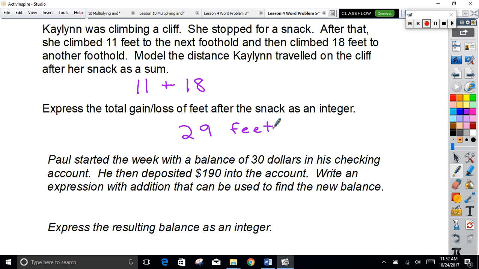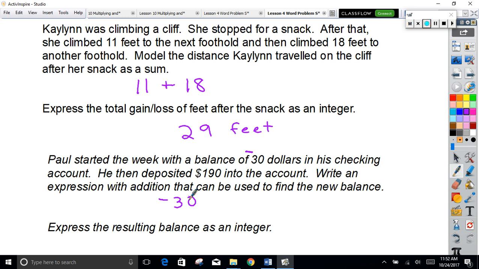Okay, next problem. Paul, I think we have to have Paul answer this problem. Paul started the week with a balance of, and your paper says negative 30. I'm missing the negative sign on mine. It should say negative $30 in his checking account. Not a very good way to start the week, Paul. He then deposited $190 into the account. Write an expression with addition that can be used to find the new balance. So Paul, what should we start with? What number should we start with? Negative 30. Yeah, negative 30, because that's the current balance. It means he's in the hole $30. He owes the bank $30.